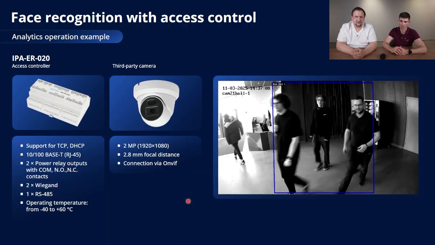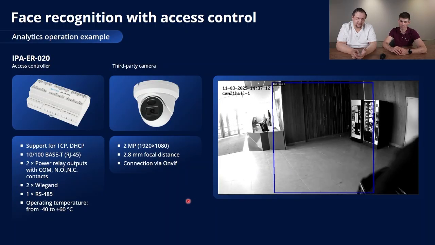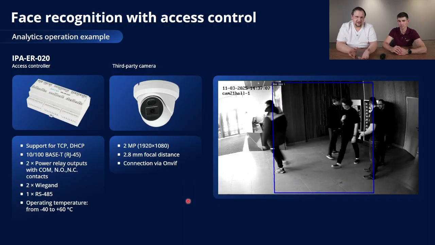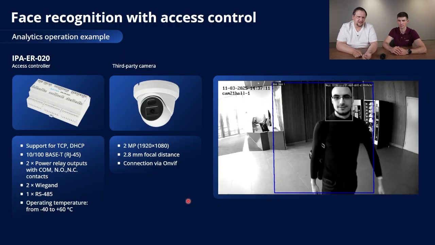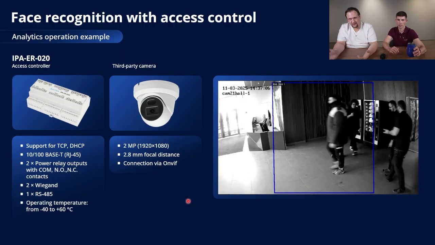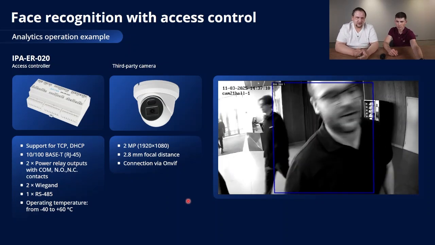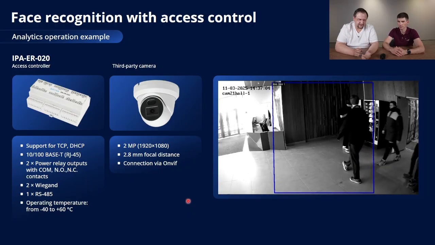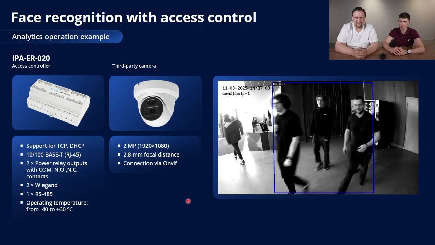Yes, this testing video shows workers live using a camera and turnstile. When a worker enters a zone and their face is recognized, analytics sends a signal through a controller to open a turnstile. That would allow workers to have access to an area. Also, I have to mention that in this case we're using a third-party camera that is connecting to our platform through ONVIF.